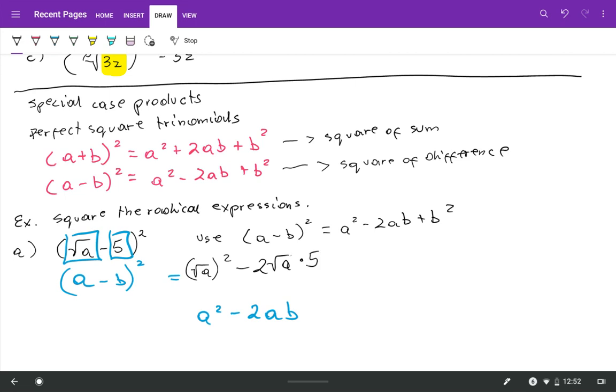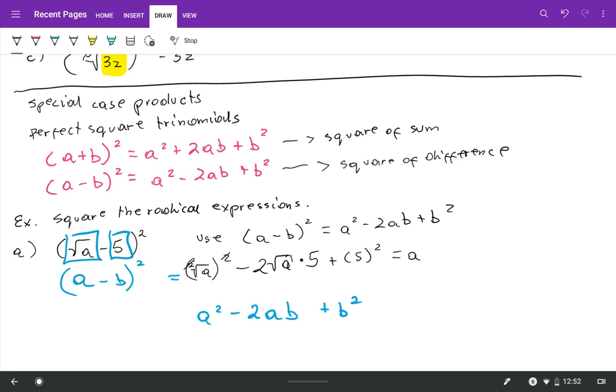So the formula is minus 2 times a times b, minus 2 times a, my a is square root of a, times b, my b is 5. And then I follow the rest of the formula, plus b squared. So in my case, b is 5. So I have plus 5 squared. So this is how you apply the square of difference. We just need to simplify.